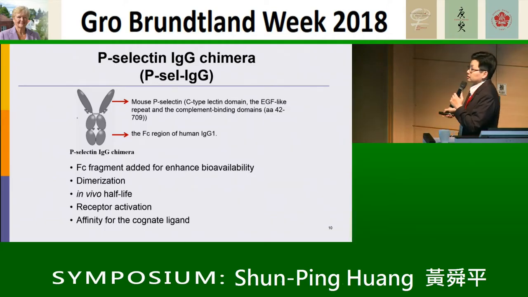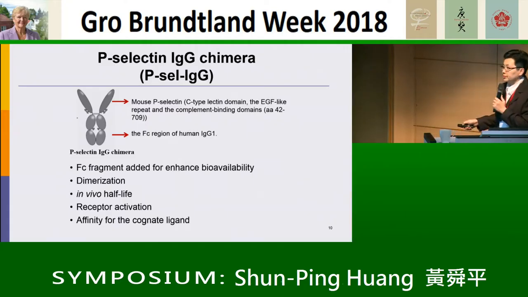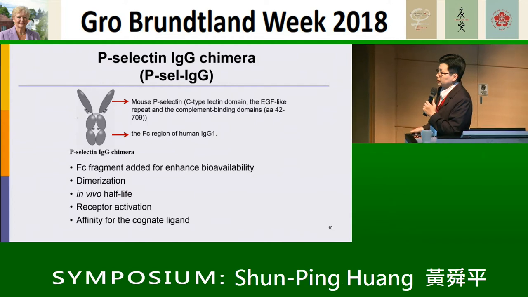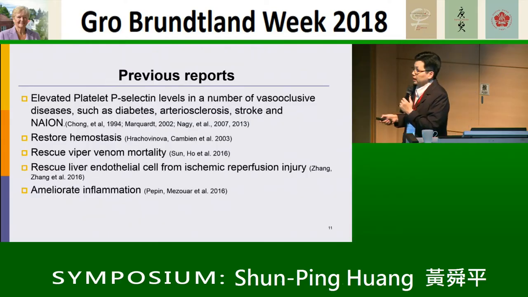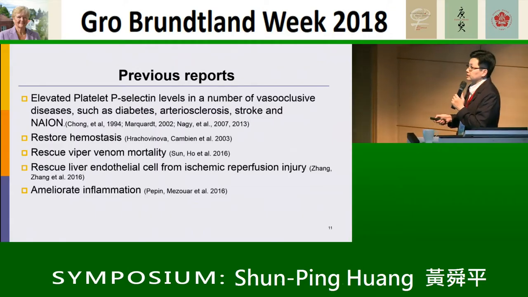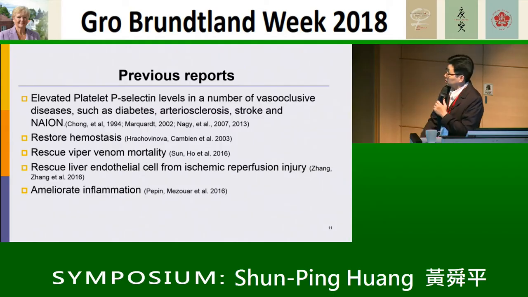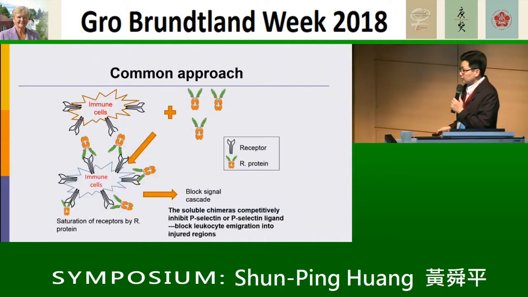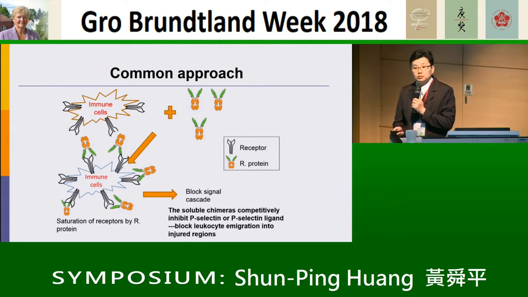So in our recent study, we used one called P-selectin immunoglobulin G chimera. That's the mouse P-selectin fused with the human IgG1 Fc region. This chimera can enhance the bioactivity. We used it because in other studies we found elevated platelet P-selectin levels in a number of vaso-occlusive diseases such as diabetes, atherosclerosis, stroke, and NAION. This soluble chimera competitively inhibits P-selectin or P-selectin ligand and blocks leukocyte migration into the injured region.